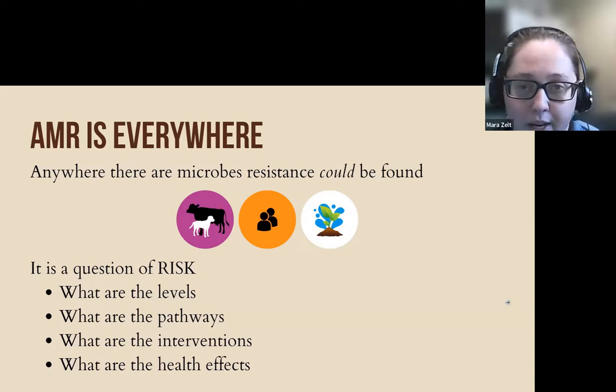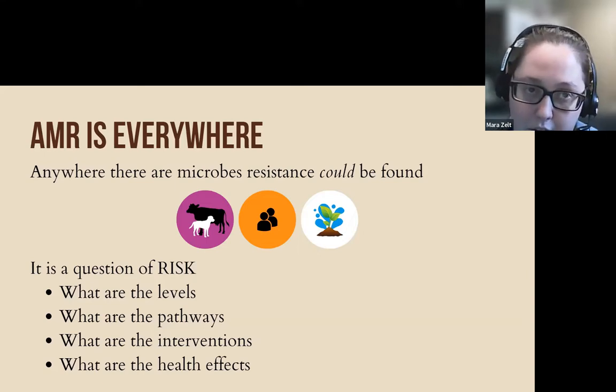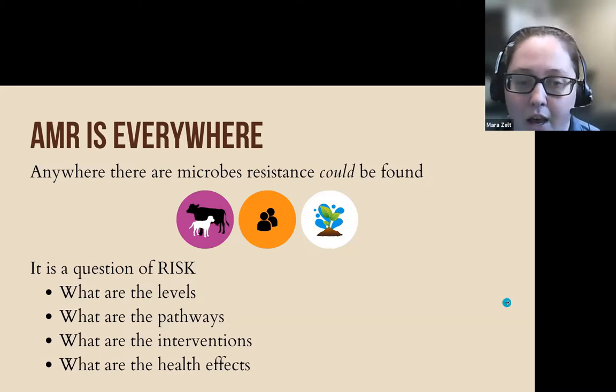What are the possible pathways for the antibiotics or the antimicrobial resistant bacteria to reach a human or an animal and cause potential health harm? What are the interventions that are possible and how effective are they? And then what are the actual health effects if that antimicrobial resistance does reach the human or animal where it could cause harm? And all of these questions, there's a lot of research ongoing to answer them within human and animal health, but a lot less so on the environment.